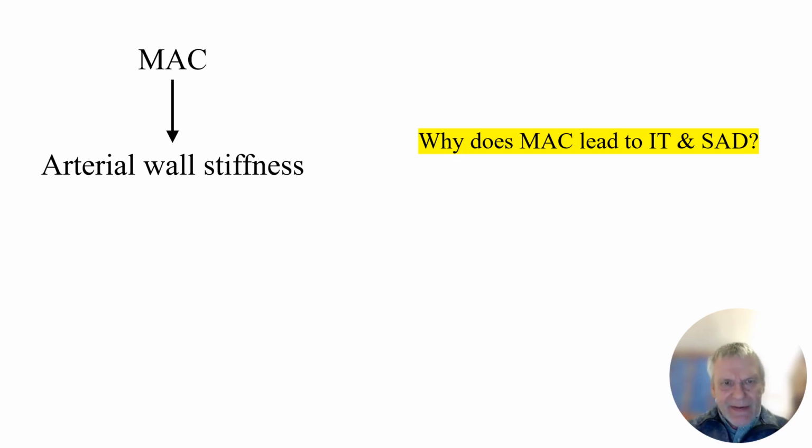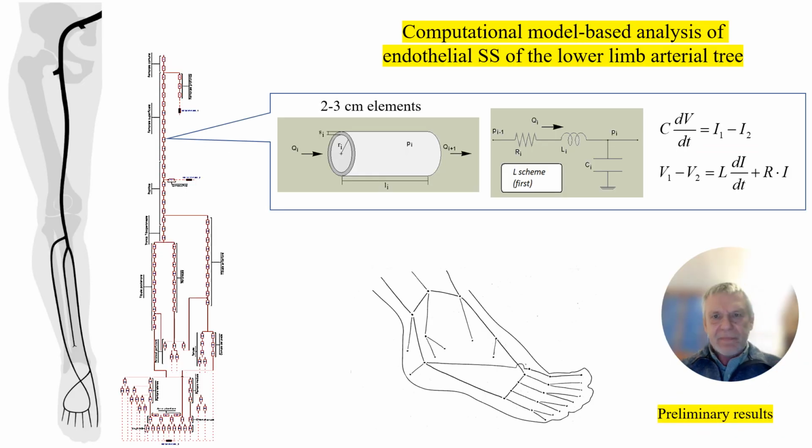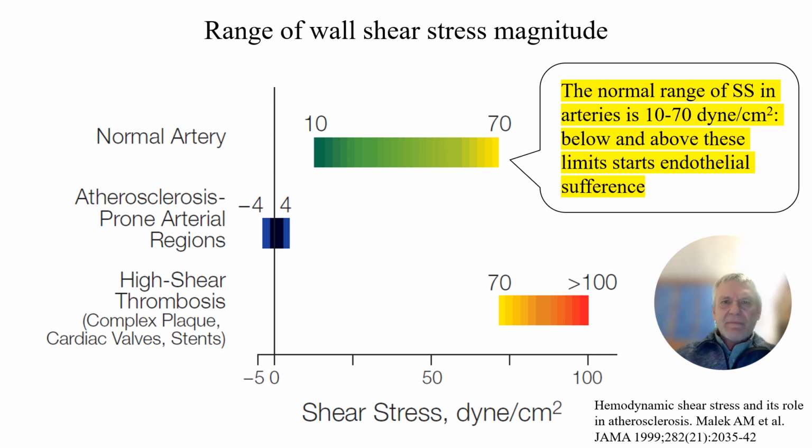The first is arterial wall stiffness. We made a computational model-based analysis of endothelial shear stress of the lower limb artery. We divided this model of the inferior limb arterial tree into hundreds of small pieces, elements of 2 or 3 centimeters, with equations that represent the resistance, the elasticity of the wall, etc. And we measure the shear stress.